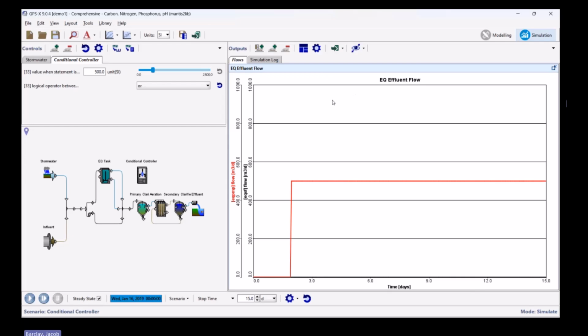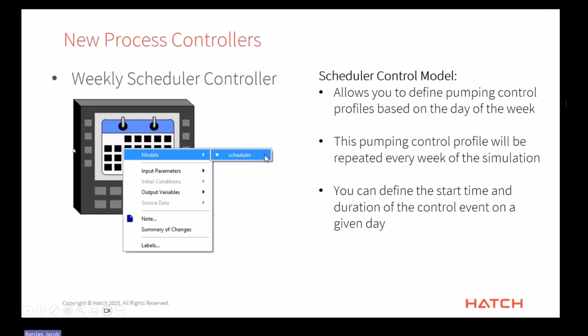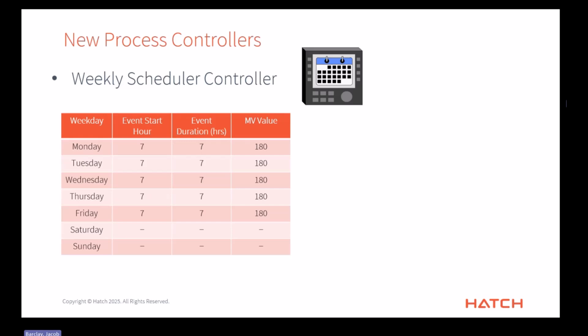Okay, so let's move back to the slides once more to cover our next controller. It is the weekly scheduler controller. The weekly scheduler controller allows you to define pumping control profiles based on the day of the week. This is going to create a pump and control profile that's going to be repeated every week of the simulation. So you'll have a Monday profile, a Tuesday profile, and so on. And you're able to define the start time and the duration of the control event on each of those given days. Let's look at a quick visual of how this controller actually works.